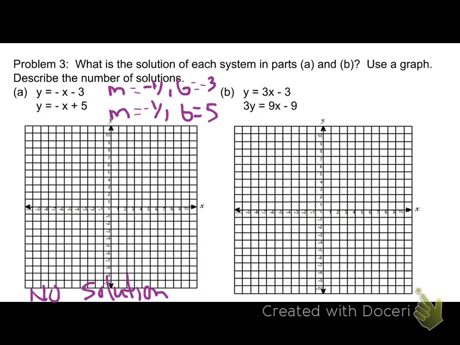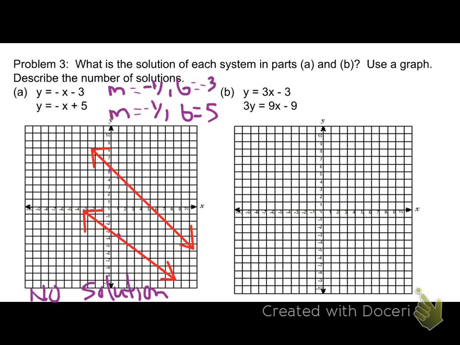Now, we can go ahead and graph these. So we start at negative 3, and then we go down 1 and right 1. And our second one starts at 5, down 1 and right 1. Again, arrows to the end. No solution.